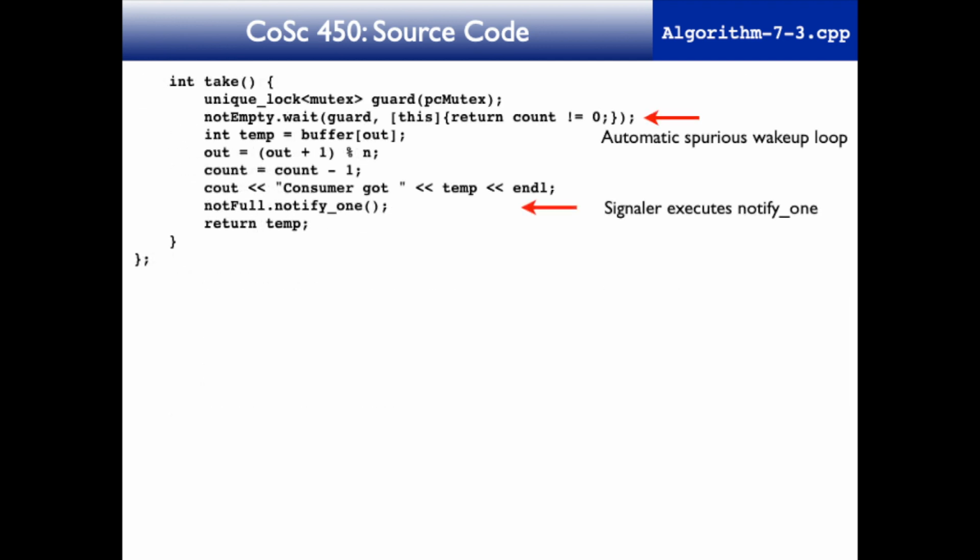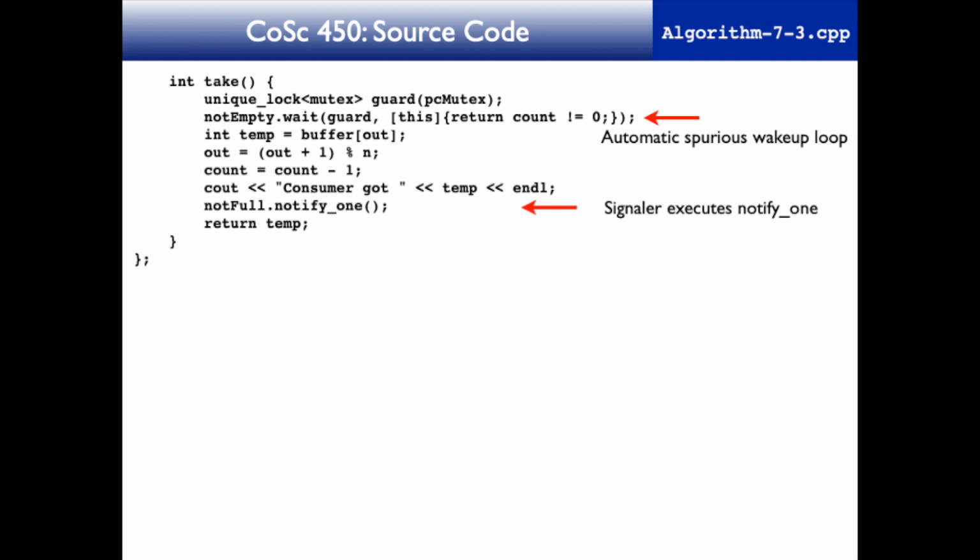And here is the code for take. Again, we use the same PC mutex linked to our guard for the RAII coding style. And with our not empty dot wait, we have the guard, and our condition here is we return count not equal to 0. So we have, again, that automatic spurious wake-up loop programmed for us by the C++ programming language, so we don't need to actually write the loop ourselves.